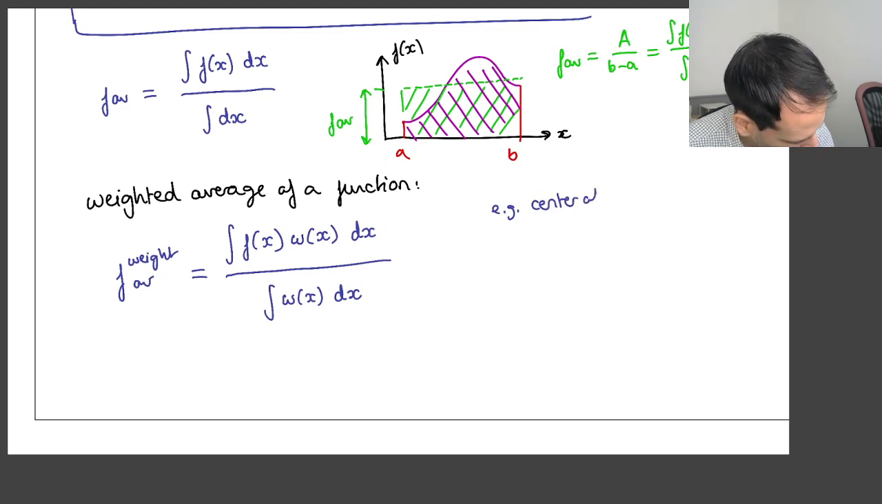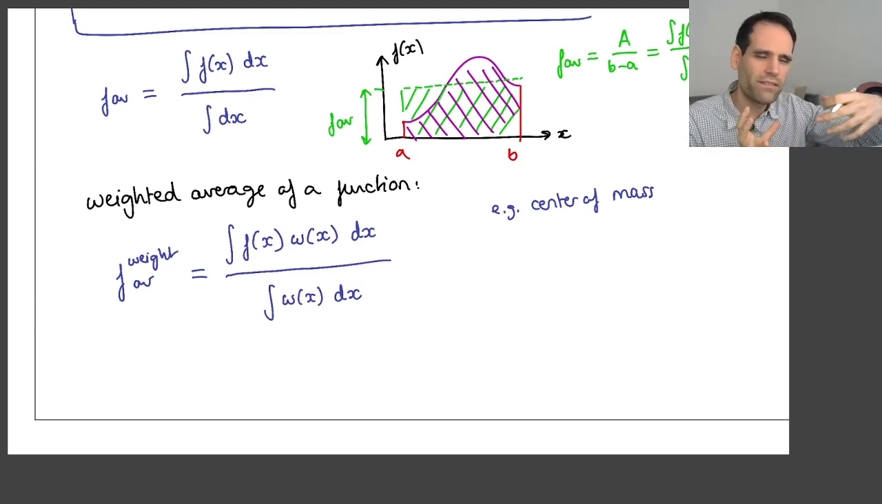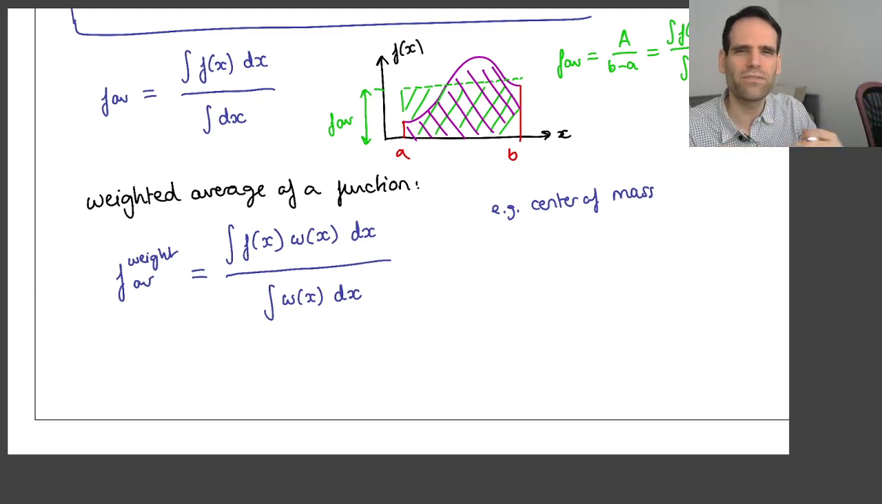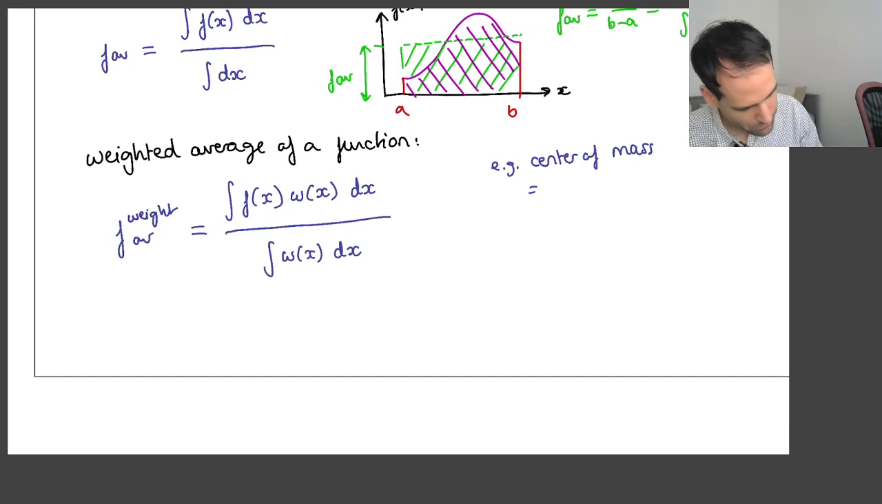Center of mass. So the center of mass is nothing else than the average position of the rod, right? But we need to take into account that some parts of the rod weigh more than others, and therefore those parts should count more when calculating the average position of the rod. Okay, so the center of mass is equal to the weighted average.